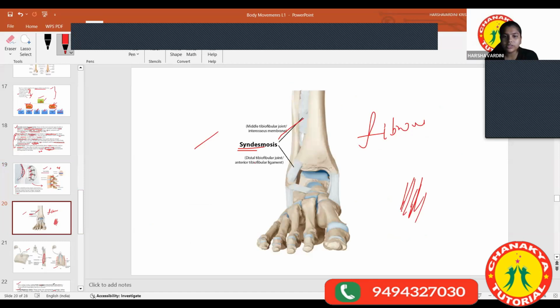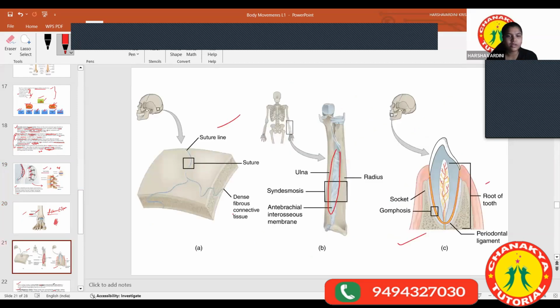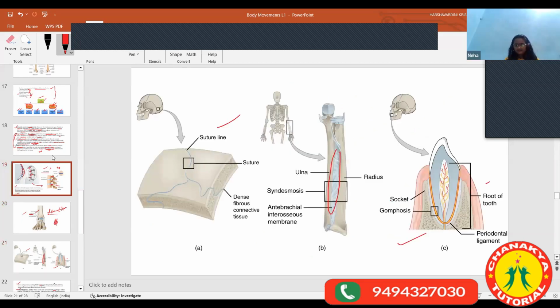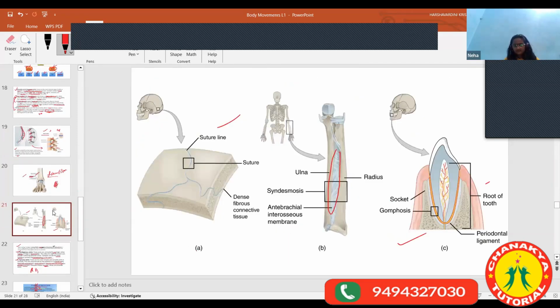And then we saw about this syndesmosis. What is syndesmosis? It's a type of fibrous tissue. And we saw here also syndesmosis only.